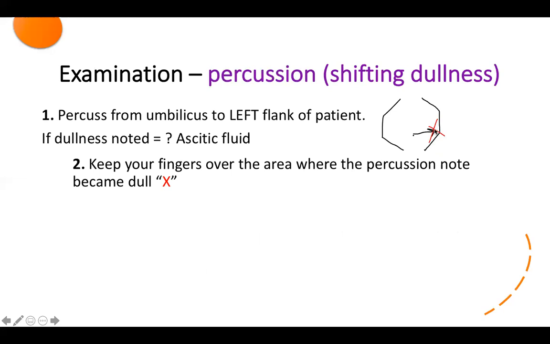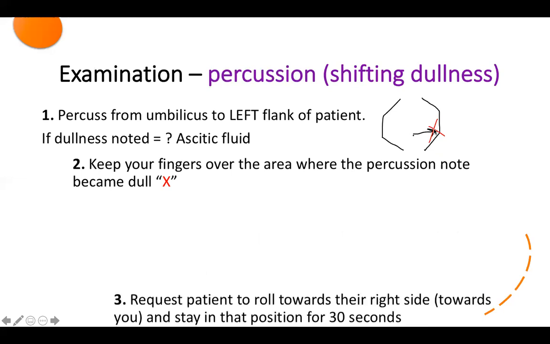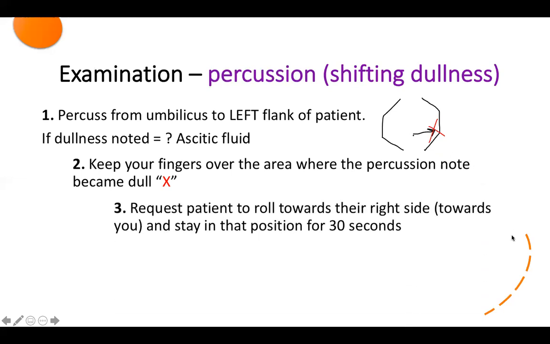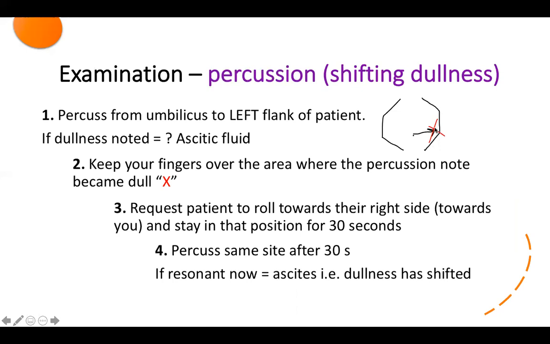So that's the point where you want to keep your hand there, don't move it, and you want to request the patient to roll towards you and stay in that position for 30 seconds. While the patient has rolled and stayed in that position for 30 seconds, your hand has remained on the X and it doesn't move. And after 30 seconds, you want to again percuss the same area and see if the percussion note has changed. If it has changed, if it's resonant now, that would indicate ascites because the dullness has shifted.